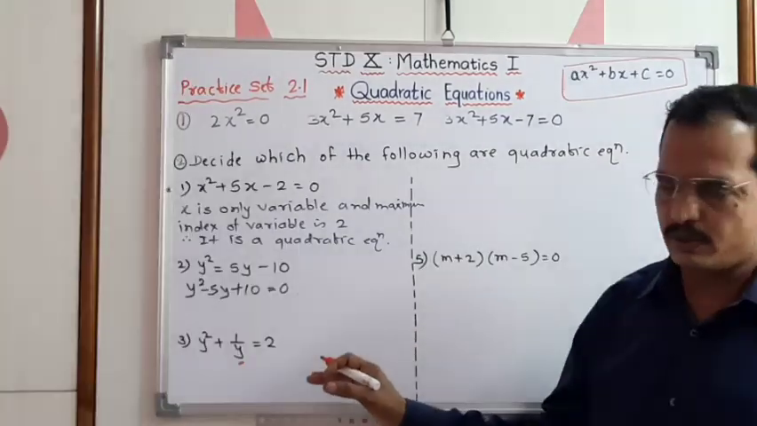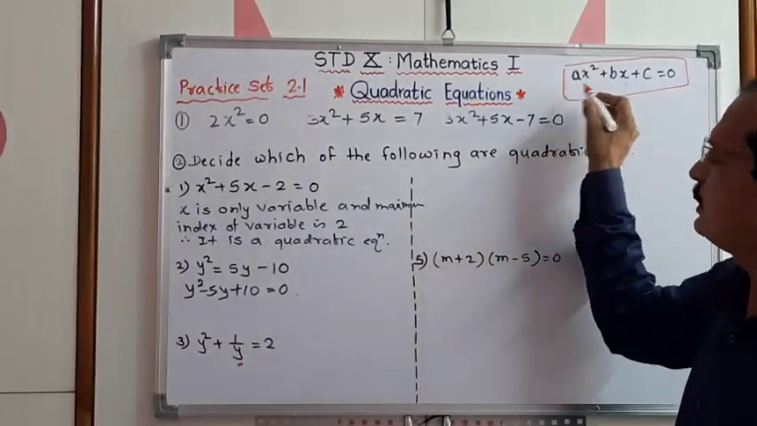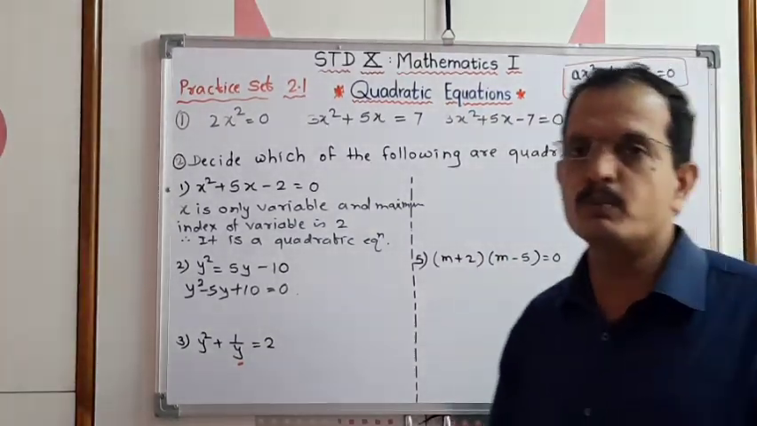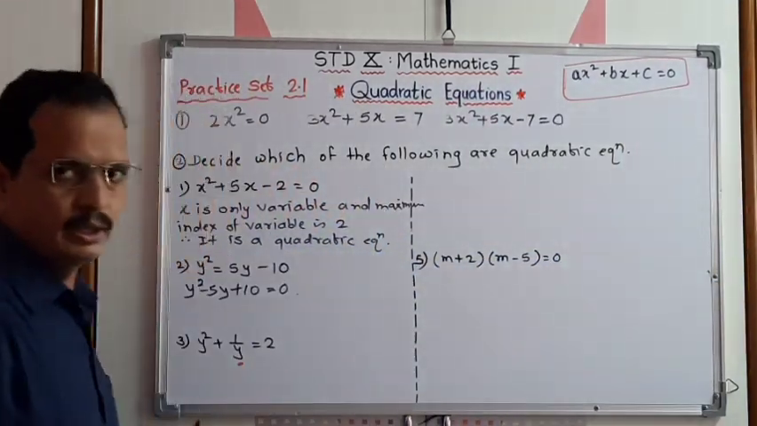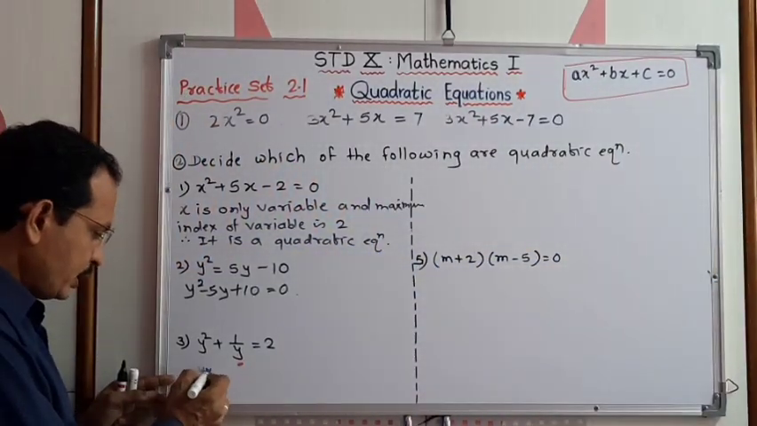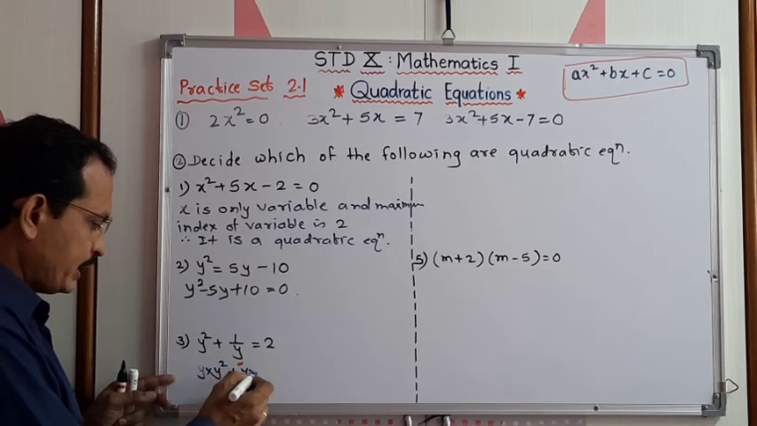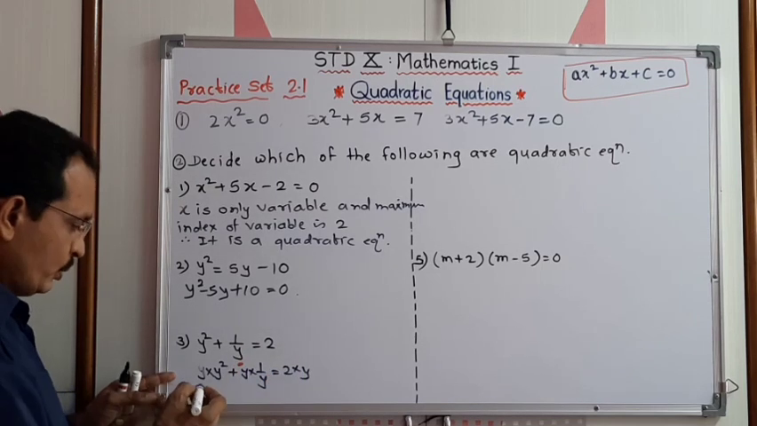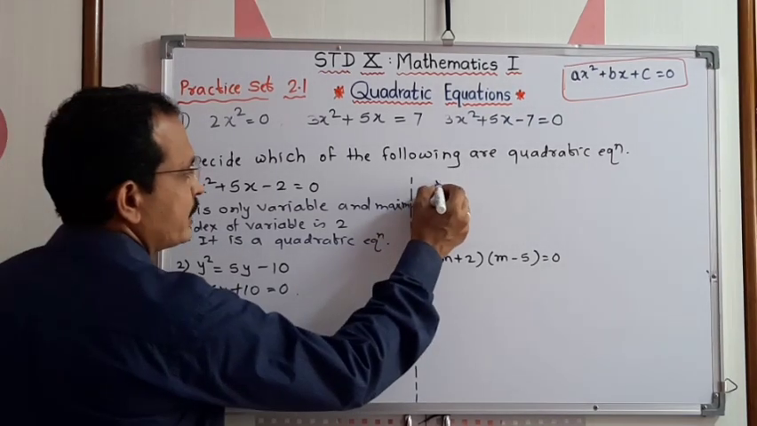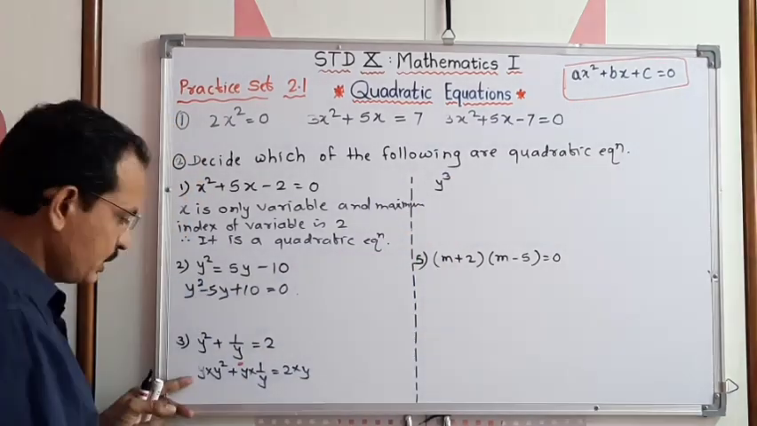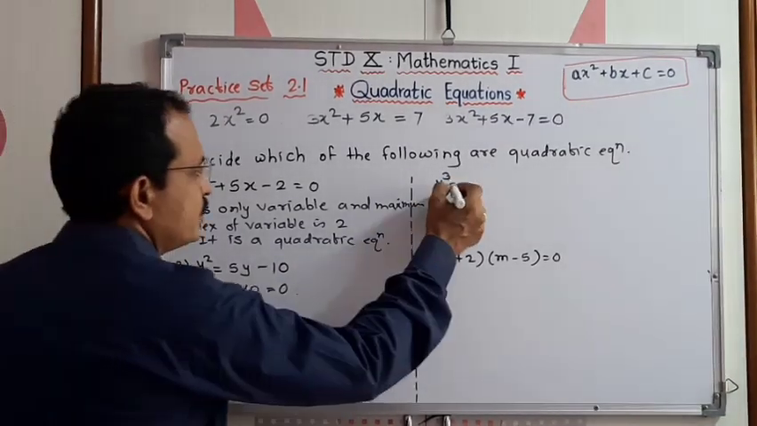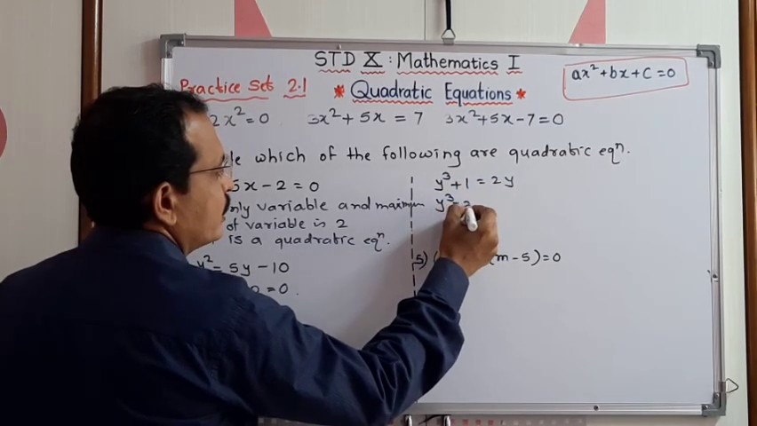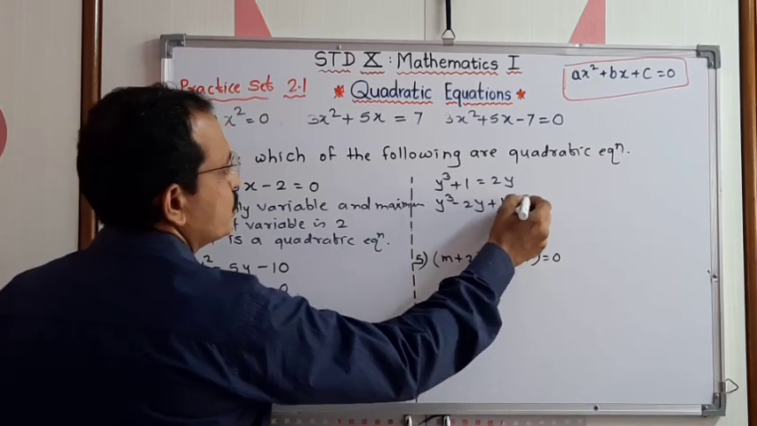It is a quadratic equation, but if we try to write it in a standard form, we have to eliminate this. For that purpose, we have to multiply by y on both sides. Therefore, by multiplying, y into y square plus y into 1 upon y is equal to 2 into y. Now see here, y into y square becomes y raised to 3, that is y cube, and this y gets eliminated, it is 1, and it is 2y. Now y cube minus 2y plus 1 equal to 0.